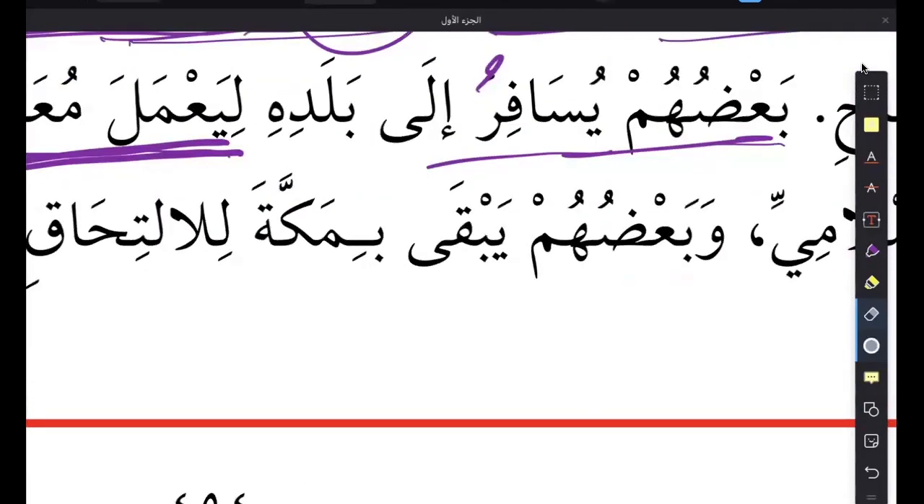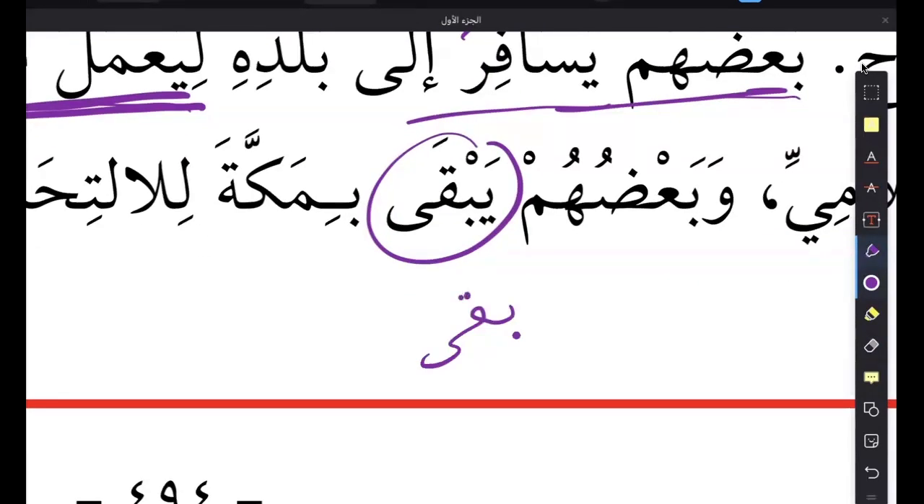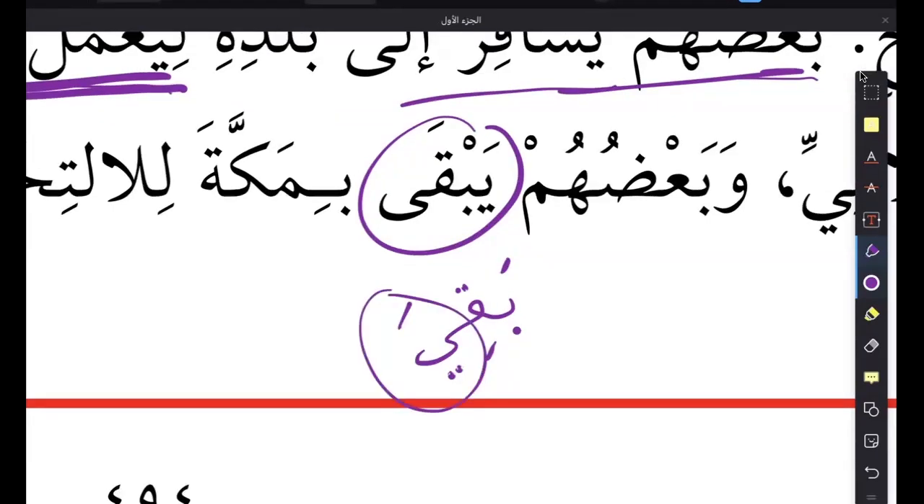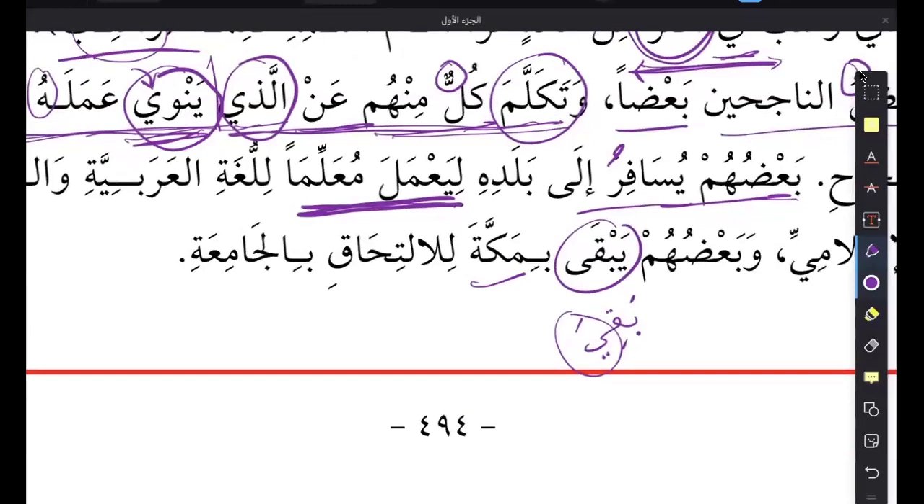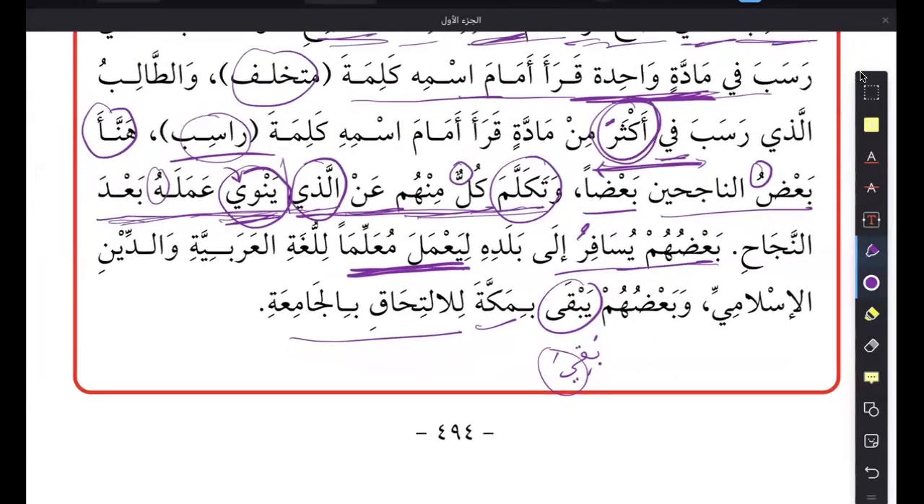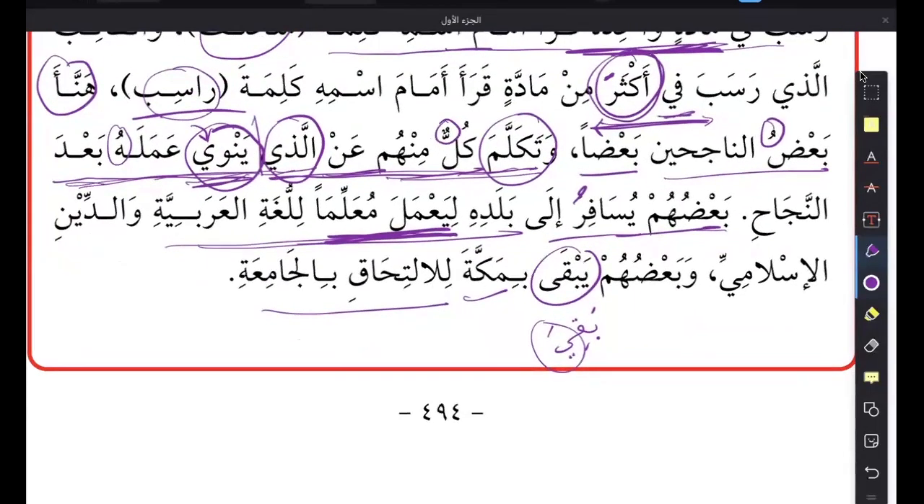What is يبقى? We also had this verb before. Who can tell me what the past tense is? Yes, excellent. This is a very tricky past tense: بقي يبقى. So some of them will remain in Makkah للالتحاق بالجامعة, in order to join the university. Some of them will return to their country so that they can teach the Arabic language, and some of them will stay and continue with their studies.